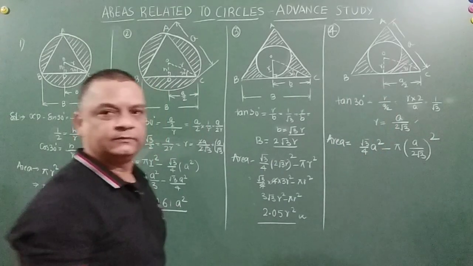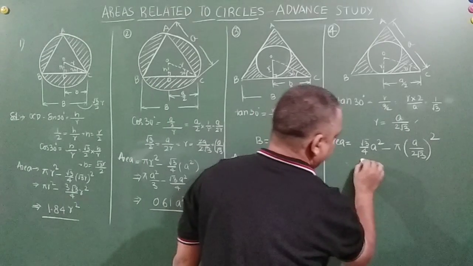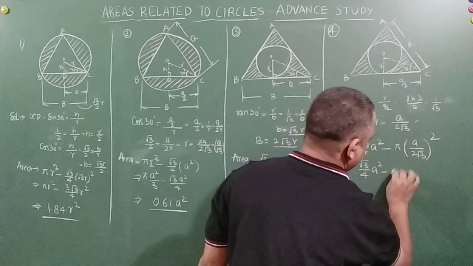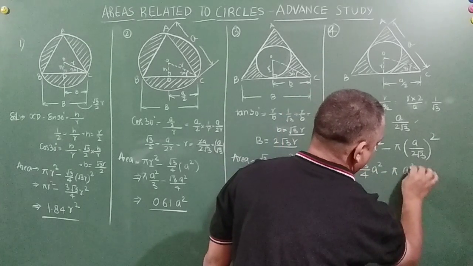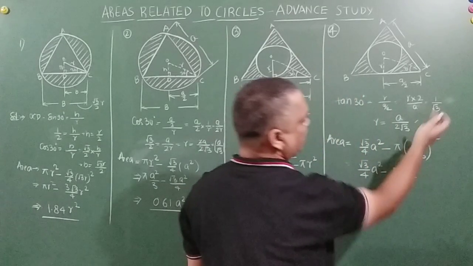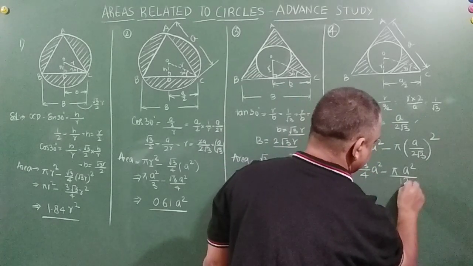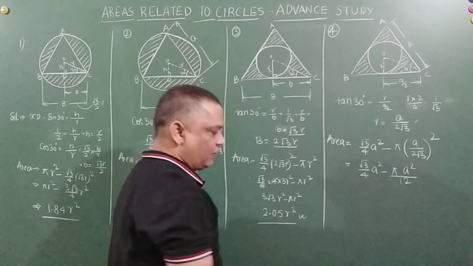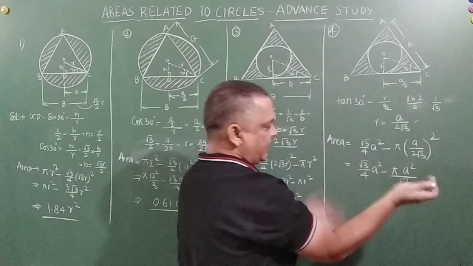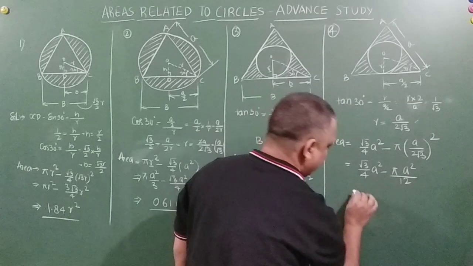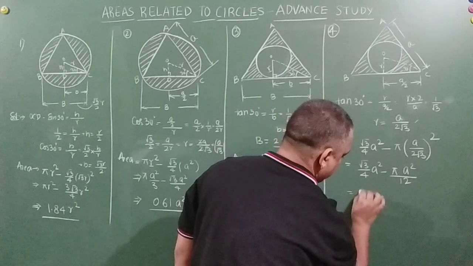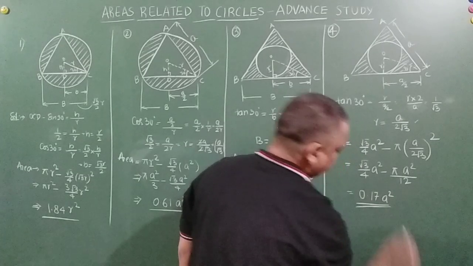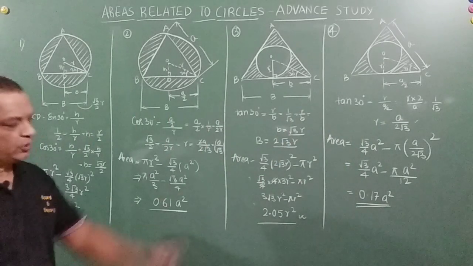You got it? Right? So basically we can solve it a little bit, and then this becomes pi into A square and this becomes 4 into 3, that is equal to 12. You can actually solve it for yourself, taking A common and replacing the values of pi and root 3. So this would be equal to 0.17 A square. Right, friends?